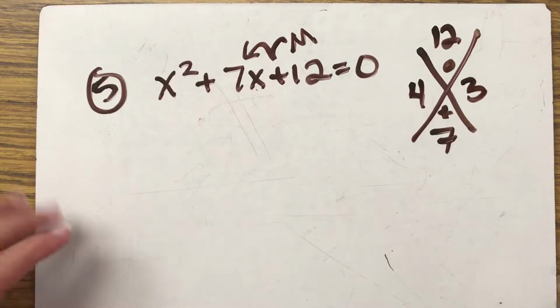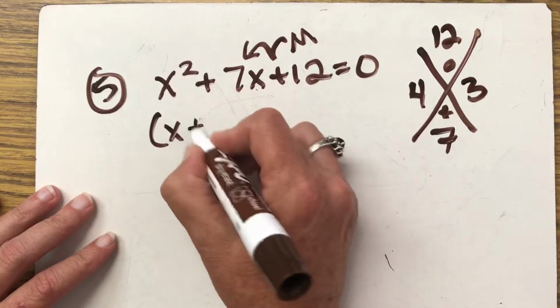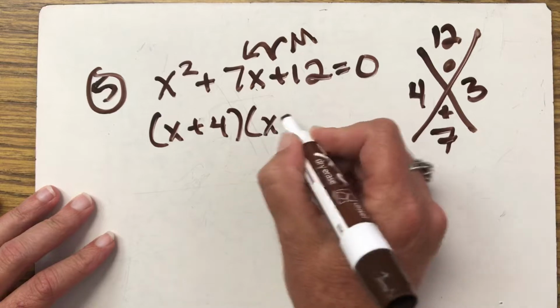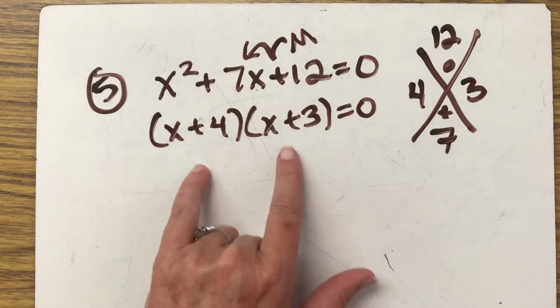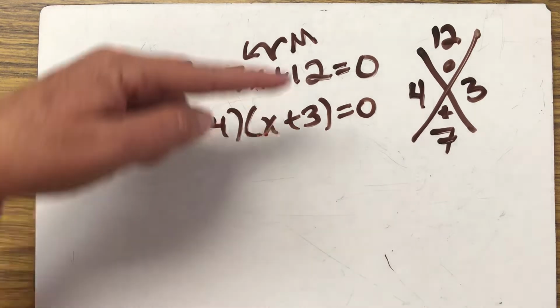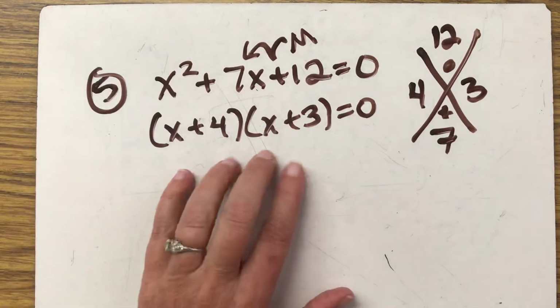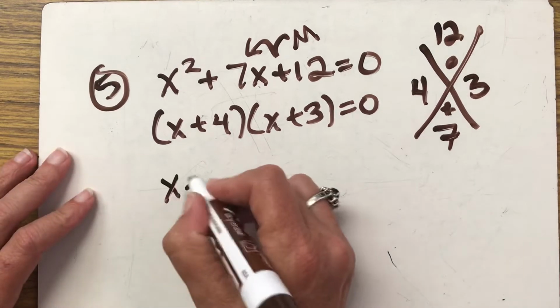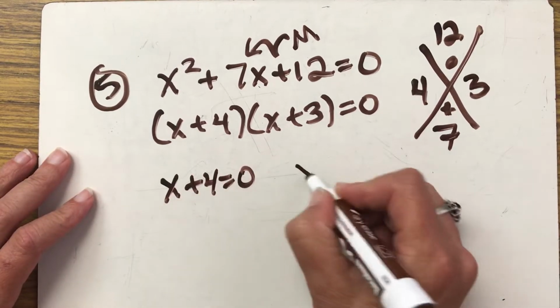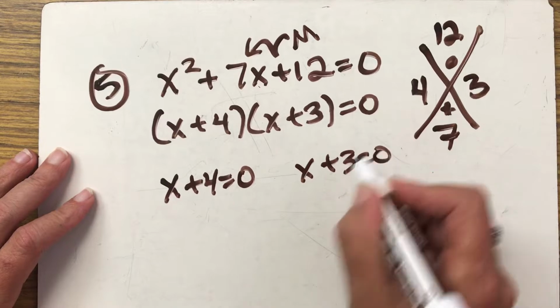So let's write this as x plus 4 and x plus 3. Cool. We know if we multiply this all out, it's going to go right back to the original. Now that it's factored, we've already practiced what to do. We set each parenthesis equal to 0, and we solve. Beautiful.